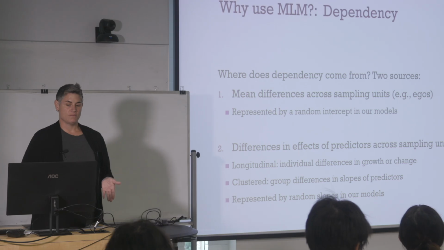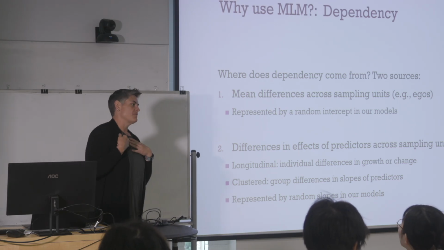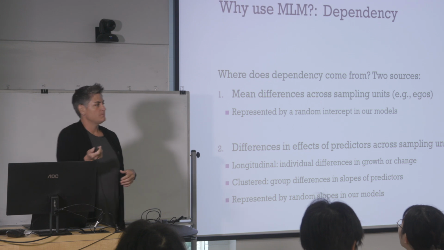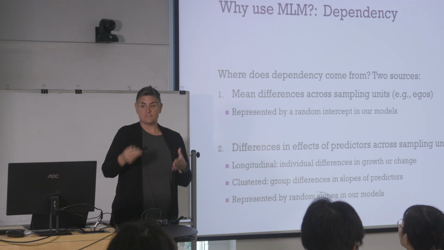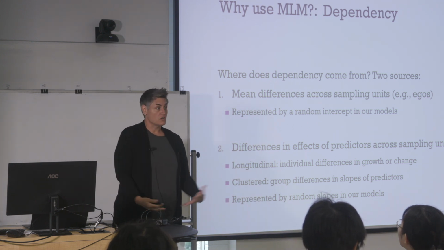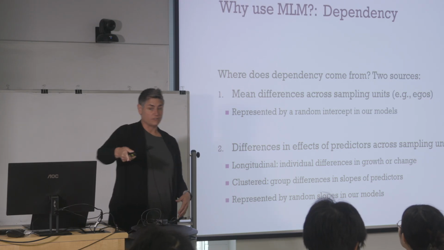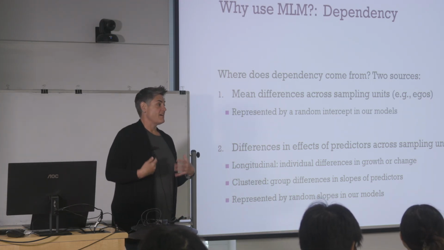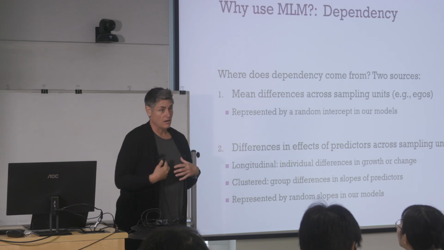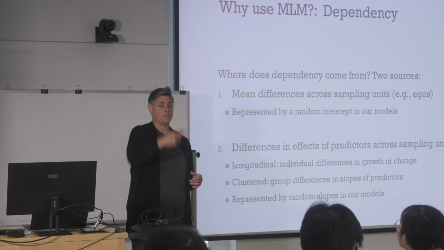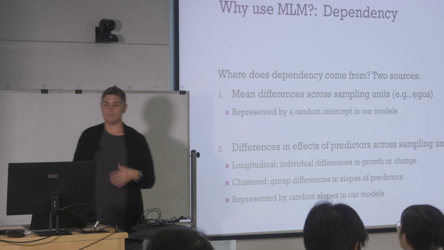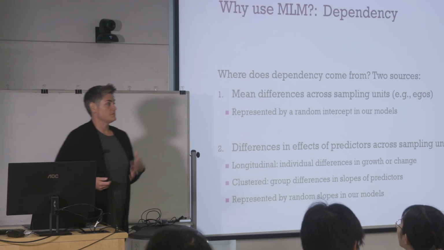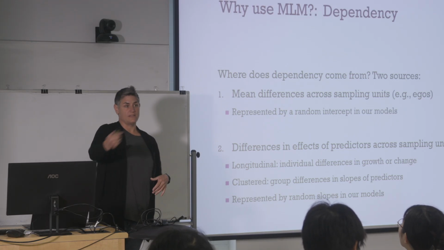And so just to provide an example, my ego network might be more supportive on average than your ego network, right? Or less supportive. And so we have these differences where my alters are more similar to each other than they are to your alters. That's example one. Example two is that the effects of some predictor in my network might be different. The slope might be different than the effects in your network. So maybe for me, gender is more important in terms of predicting supportiveness in my network than it is in your network.